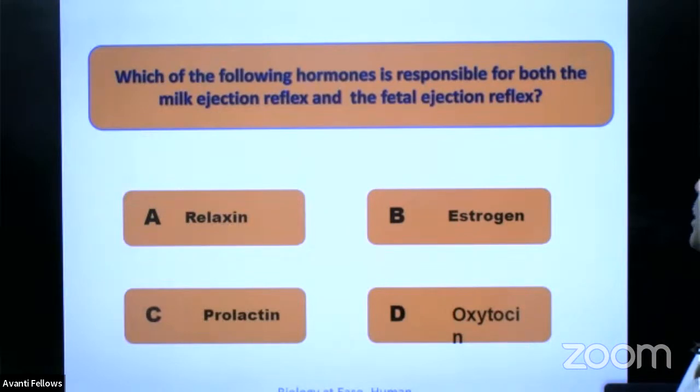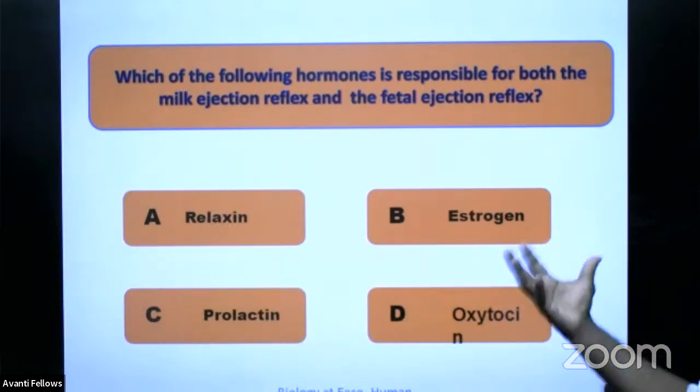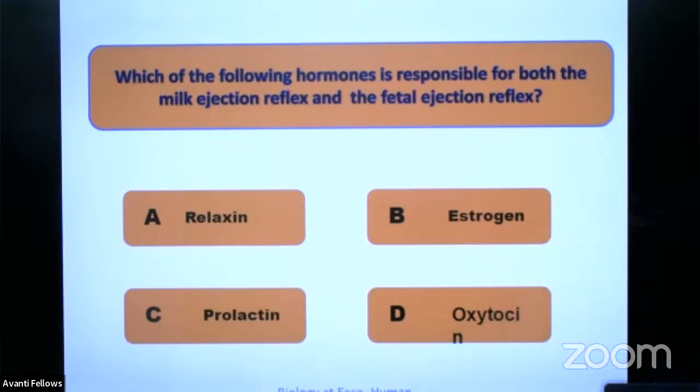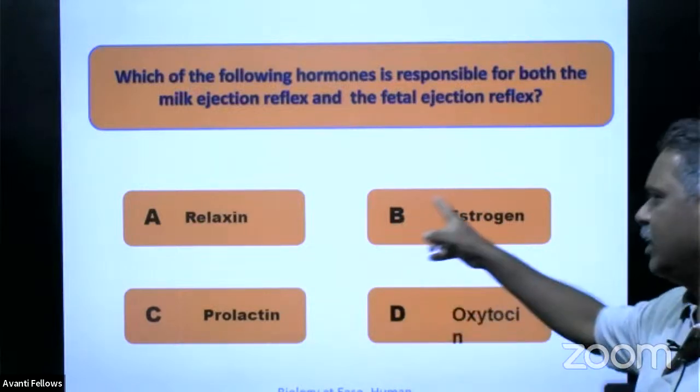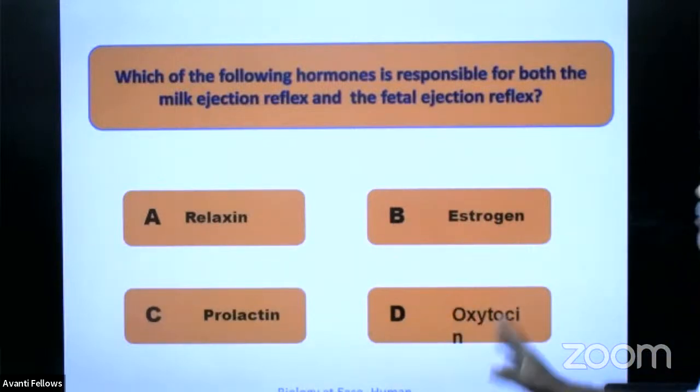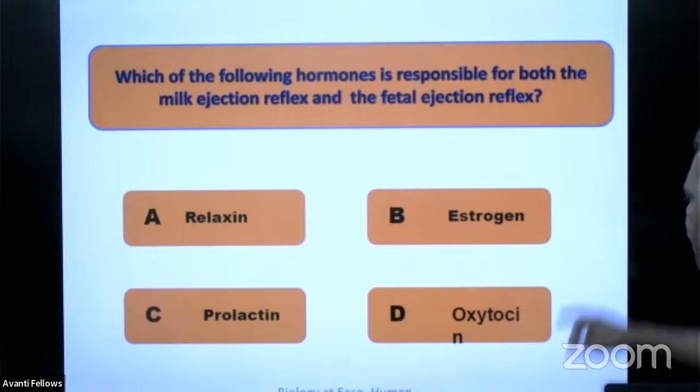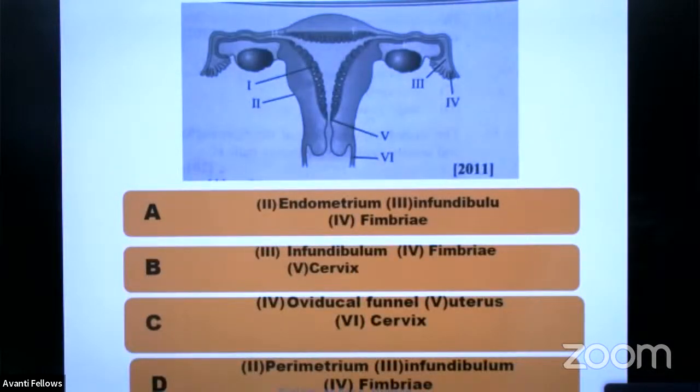Then, which of the following hormones is responsible for both the milk ejection reflex and the fetal ejection reflex? One hormone produced by the female individual responsible for both the milk ejection and also the ejection of the fetus from the uterus. Is it relaxin, estrogen, prolactin, or oxytocin? A, relaxin. Think about it. B, estrogen. Then prolactin and oxytocin. Find out the functions of all these hormones and which one can do both functions, milk ejection as well as fetal ejection.